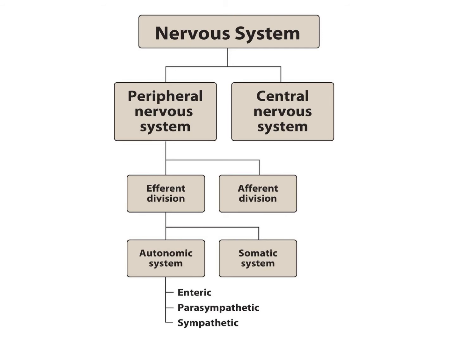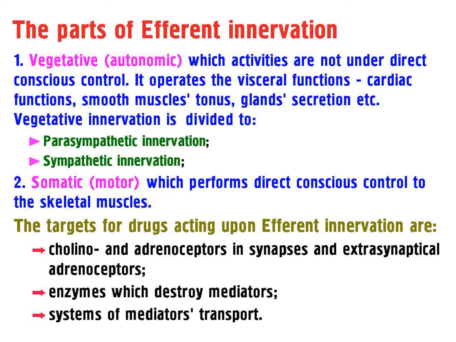Afferent neurons provide sensory input to modulate the functions of the efferent divisions through reflex arcs, or neuronal pathways that mediate a reflex action. The efferent portion of the peripheral nervous system is further divided into two major functional subdivisions, which are somatic and autonomic nervous systems.